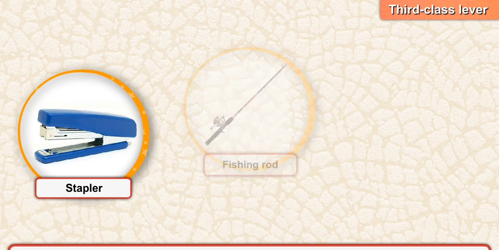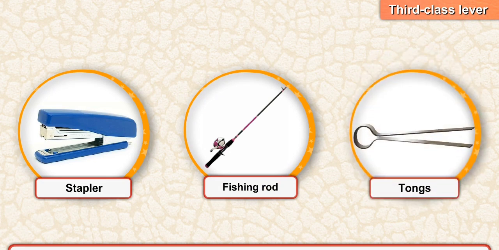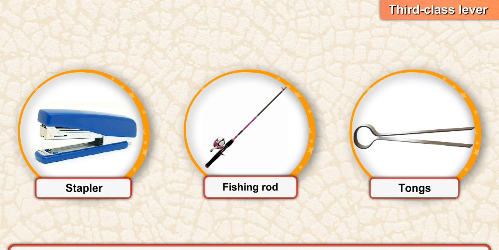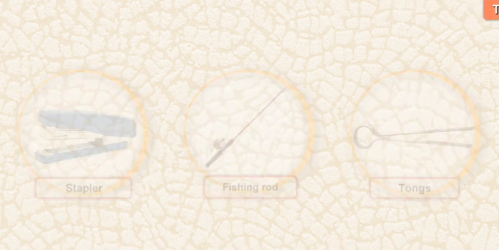Third class lever. In third class lever, effort is located between the load and the fulcrum. Stapler, fishing rod, and tongs are examples of third class lever.